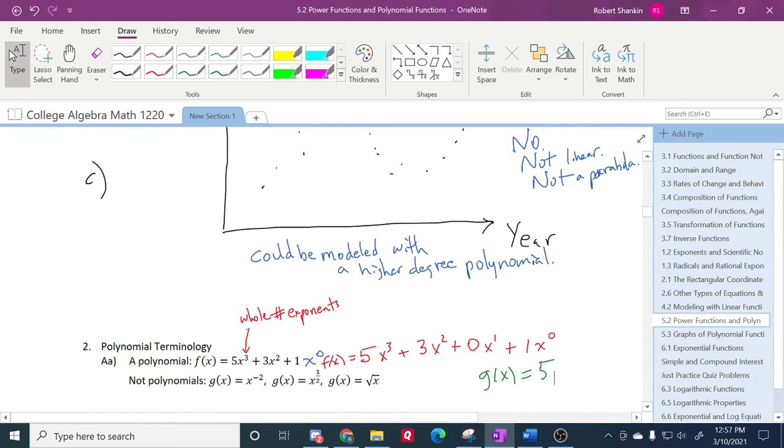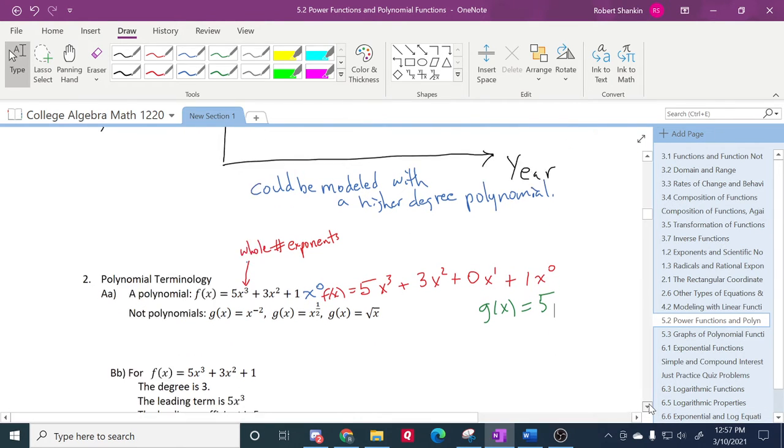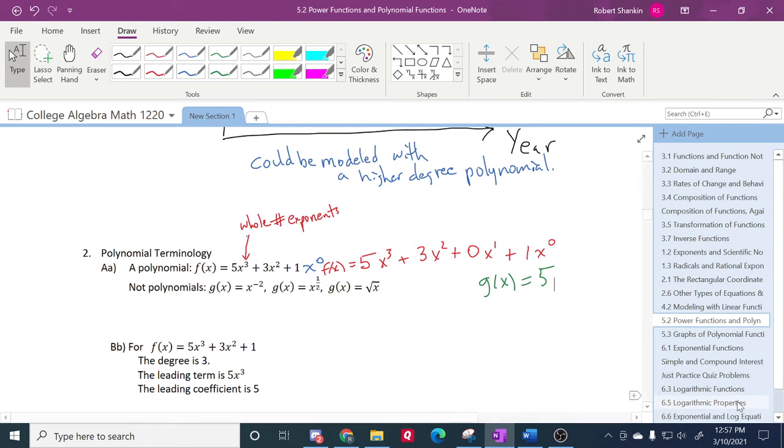Now, I notice I use this term degree of a polynomial. The degree is the highest power on your variable. So this one, f of x, is a 3rd degree polynomial. The highest power is 3, 3rd degree polynomial. This one is a 0th degree polynomial if you think of it as having x to the 0. If we didn't have this 5x cubed term, we'd say that this was a 2nd degree polynomial.